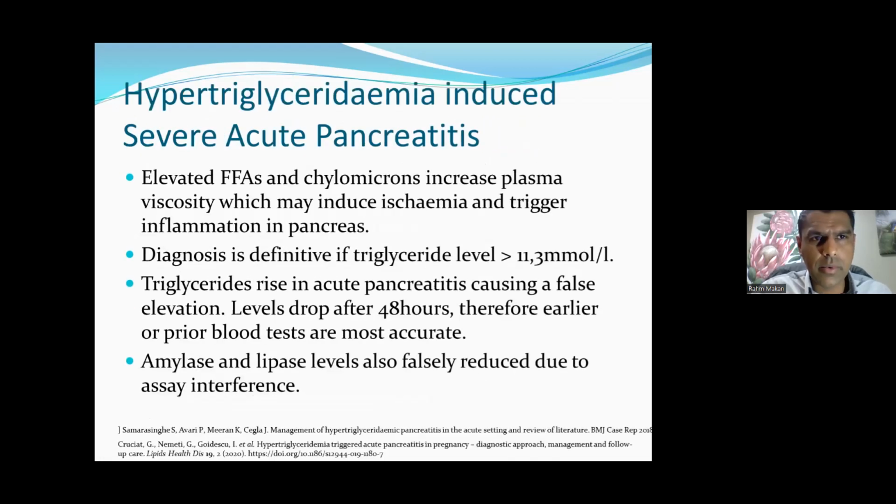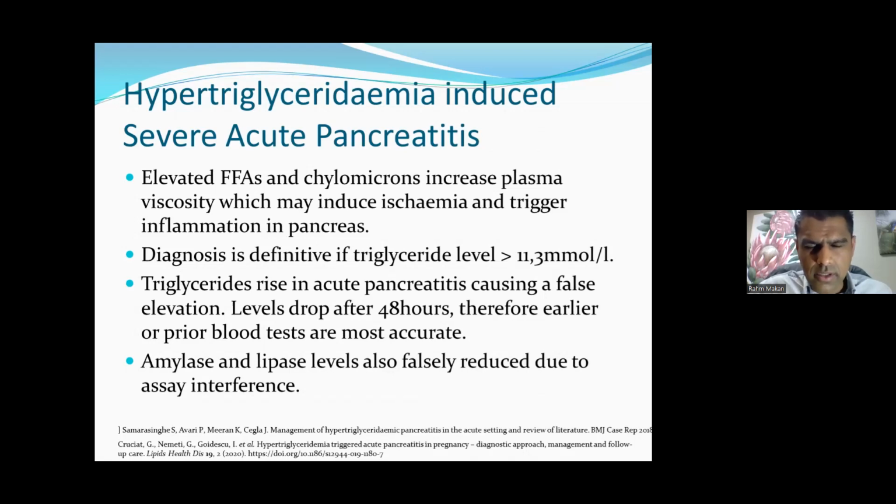When we look at hypertriglyceridemia-induced severe acute pancreatitis, the hypothesis behind it is that the elevated free fatty acids and chylomicrons increase the plasma viscosity, which then would reduce the perfusion to the pancreas and then induce ischemia and then trigger the inflammatory process.